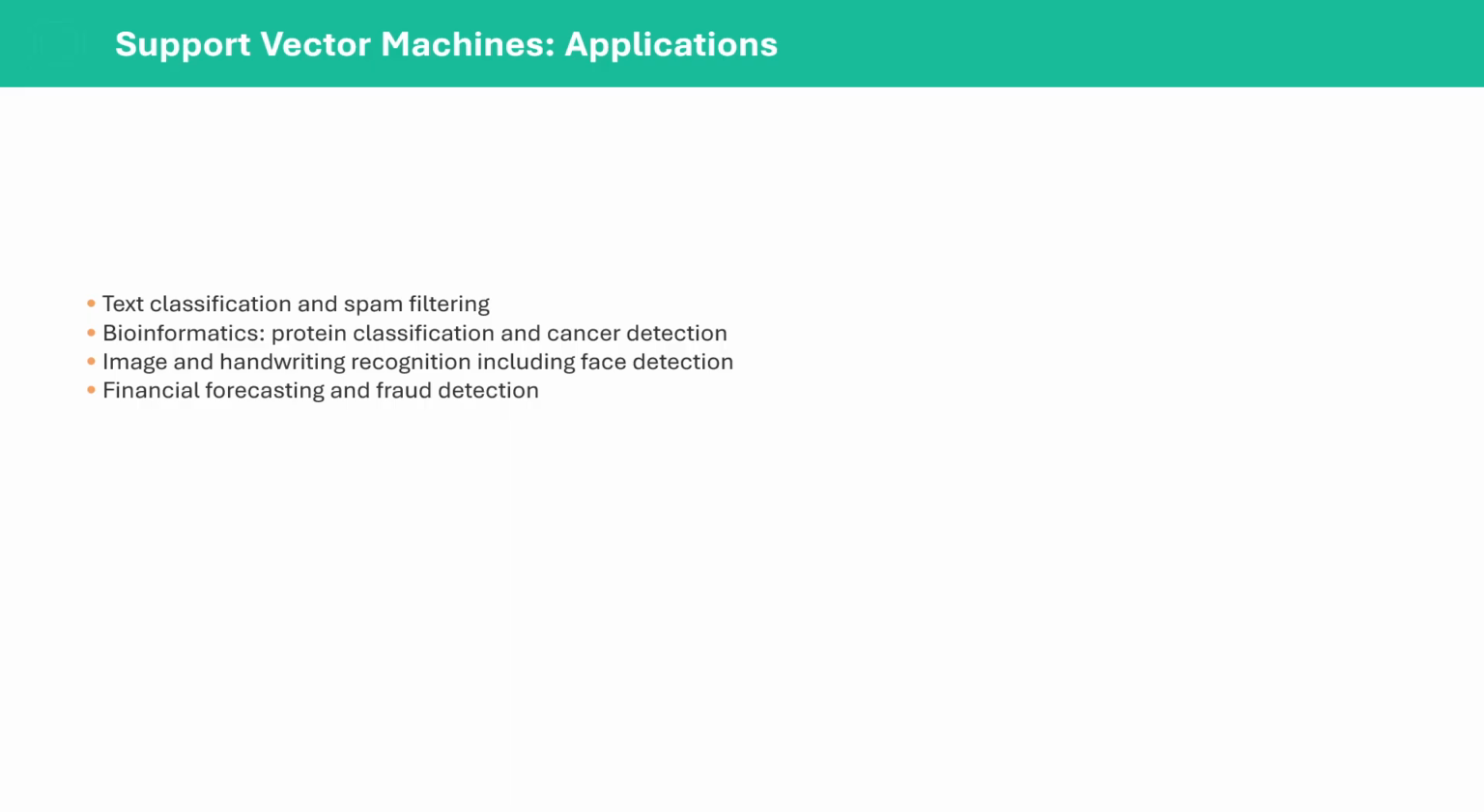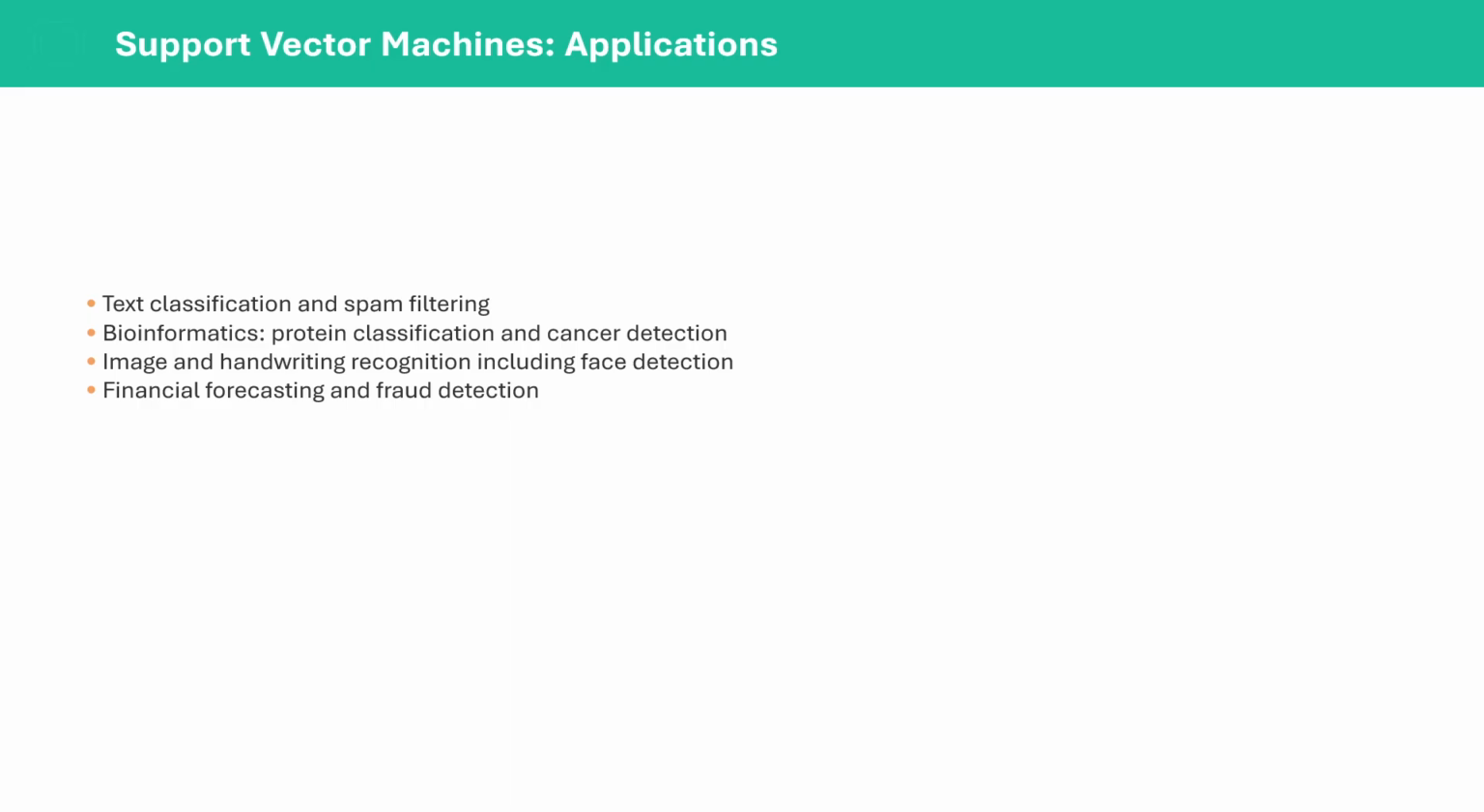Bioinformatics, protein classification, cancer detection. When the data space is complex and dimensionality is high, support vector machine performs reliably. For instance, in image recognition, handwriting recognition. Before deep learning exploded, support vector machine was the state of the art in many computer vision tasks, even in finance, fraud detection, financial forecasting, where decision boundaries are subtle.